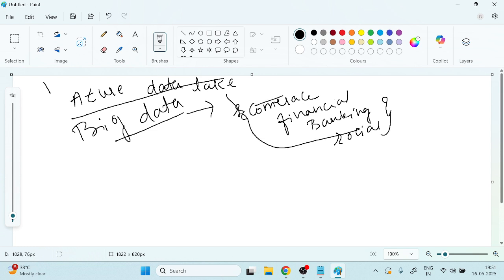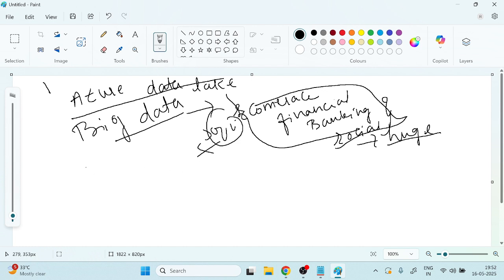So why big data? Because all the data is very huge, so that's why we are using big data here. For normal things we can use SQL and it is enough. And here one more thing we have: what is the difference between Azure Gen1 and Gen2.